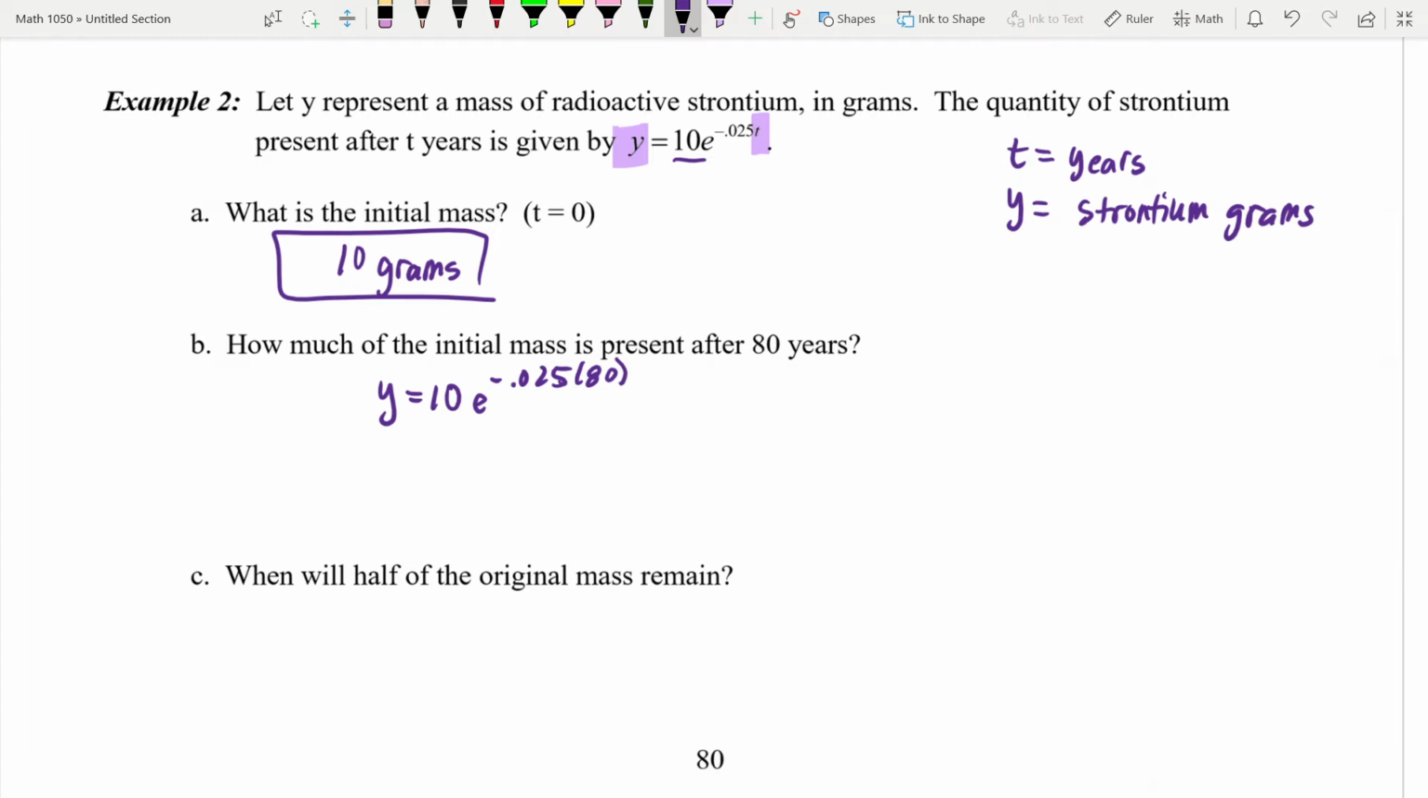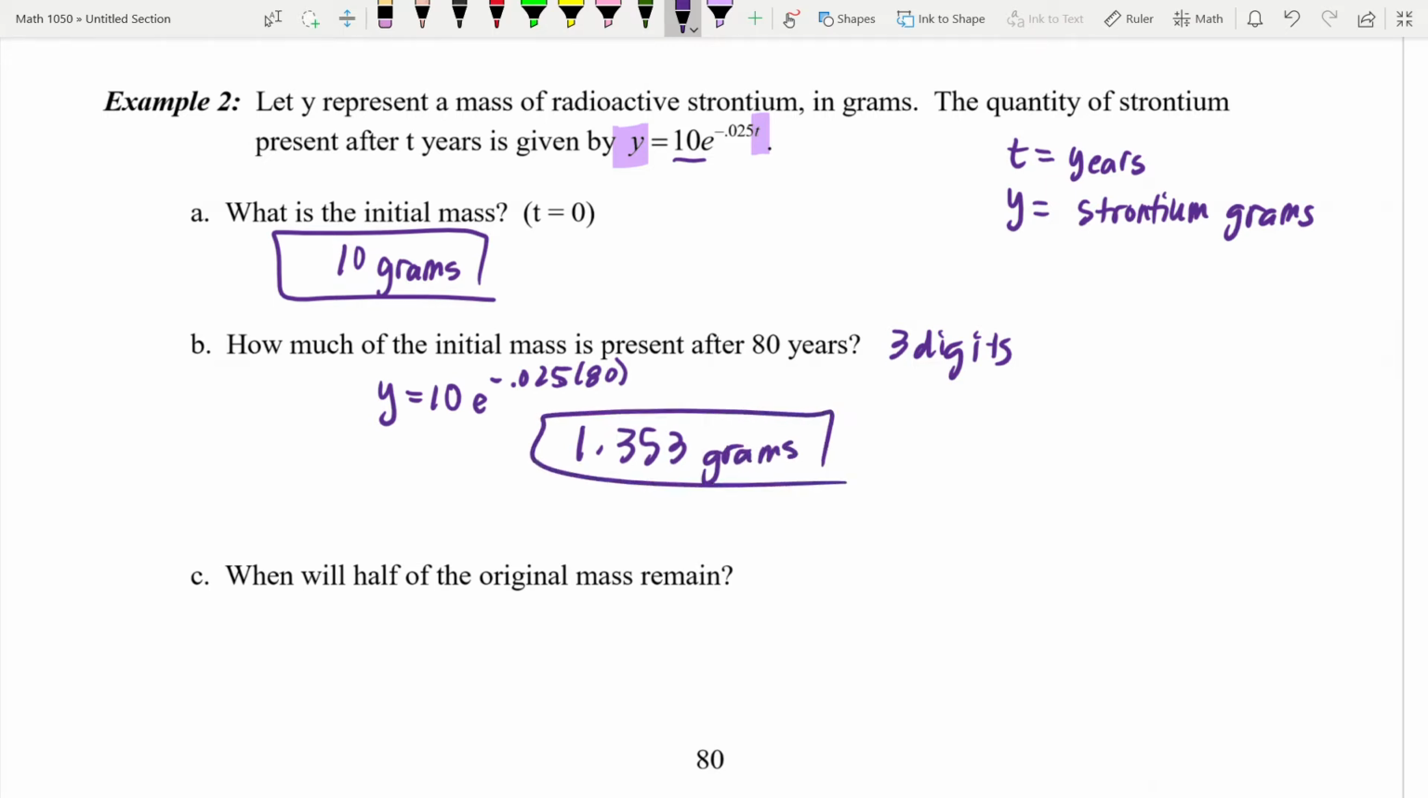Good. Grab your calculator. Everybody go 10 second ln negative 0.025 times 80. Close it off. Hit enter. They'll tell you where to round. Let's go 3 digits. So we'll go 1.353. Your label is grams. That's your answer.